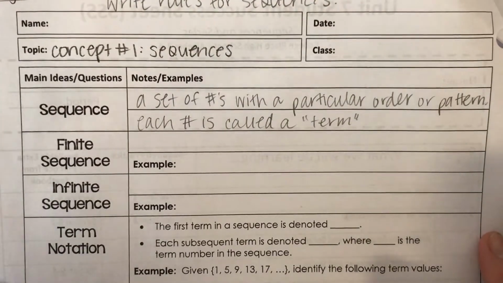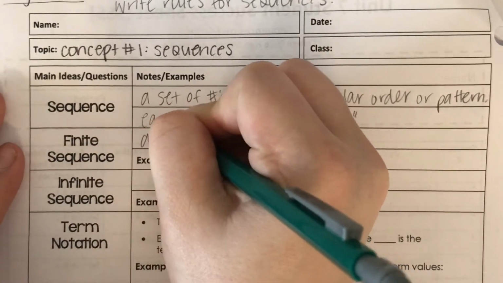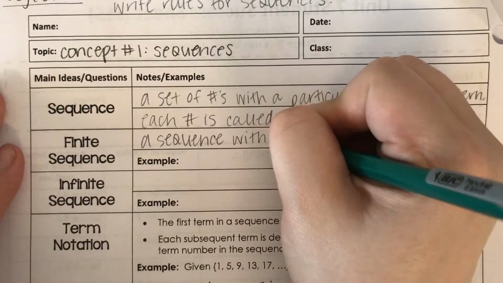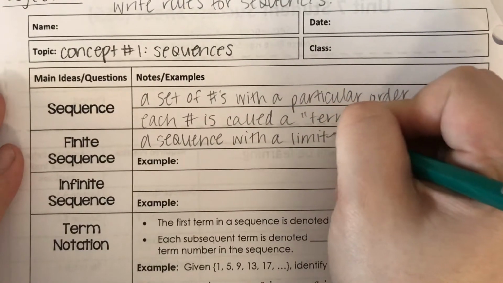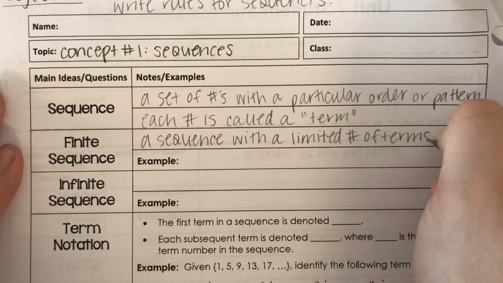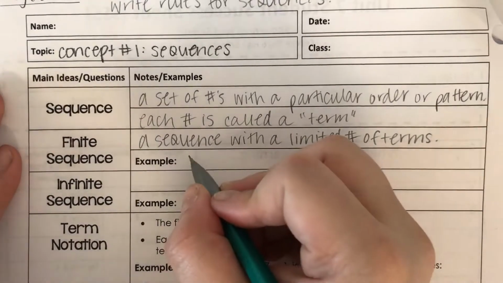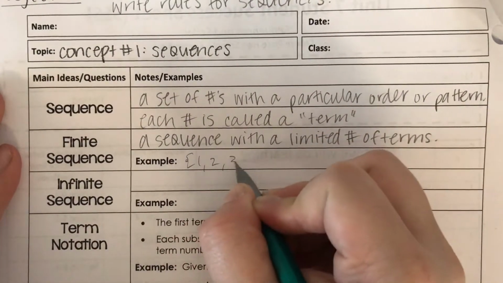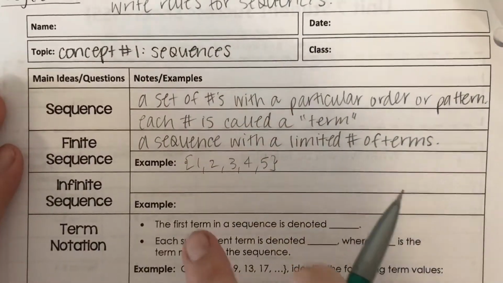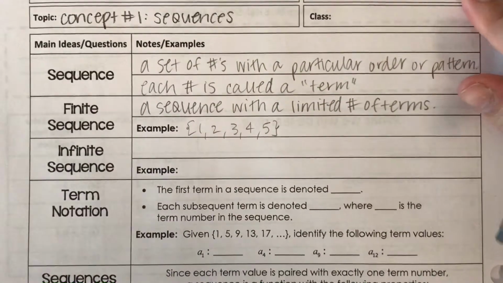Finite sequence is exactly what it sounds like. It's a sequence with a limited number of terms. Okay, so here's an example of a finite sequence. 1, 2, 3, 4, 5. It ends right at 5. It doesn't keep going on and on forever. Okay, so that's a finite sequence.